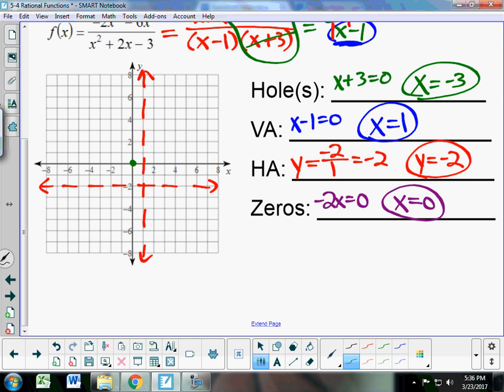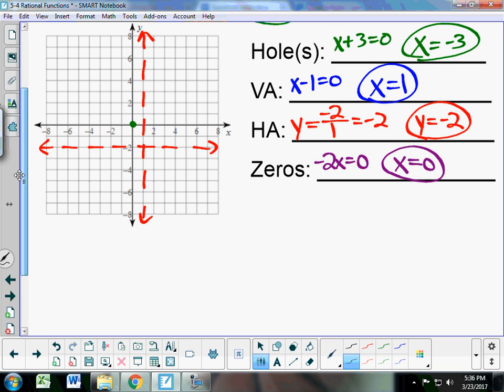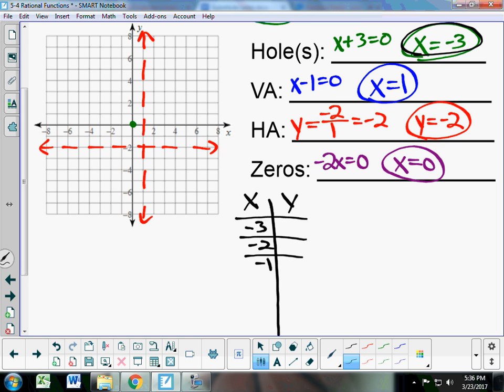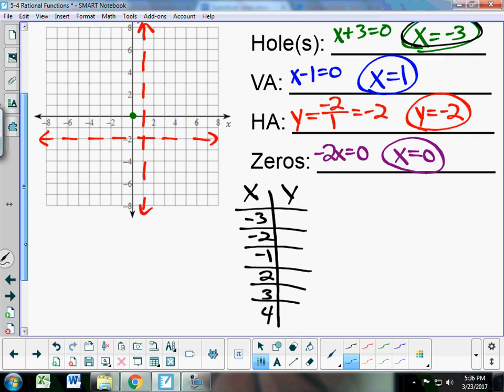We'll graph a few points to the left and right of the vertical asymptote here. Okay, so we already have 0, but other than that, going to the left, we can graph negative 1, negative 2, and we should probably graph negative 3, since that's where the hole is and something important is happening there. So start with negative 3, negative 2, negative 1. And then going to the right of the vertical asymptote, that's going to be 2, 3, 4. I think that'd be good. So let's see what we get.